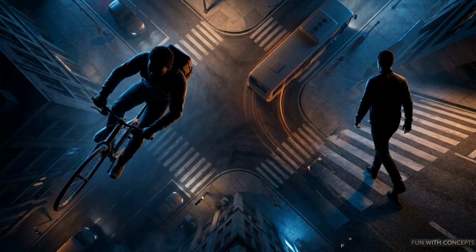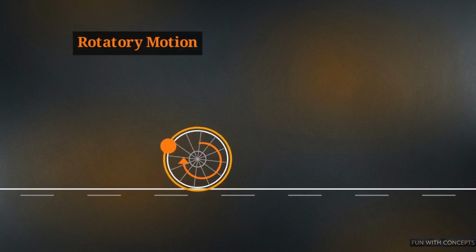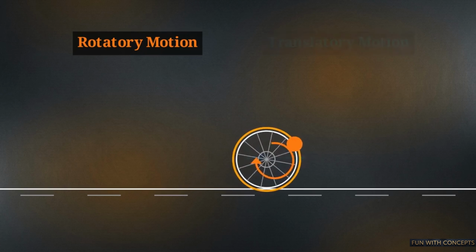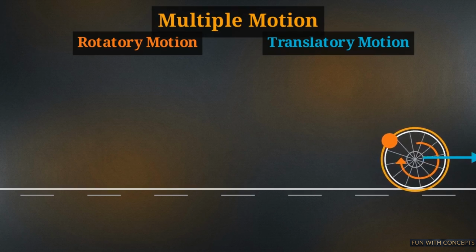In the physical world, objects rarely stick to just one of these motion categories in isolation. Look at a rolling bicycle wheel. It exhibits rotatory motion as it spins around its central axle, while simultaneously executing translatory motion as the entire wheel moves forward down the street.